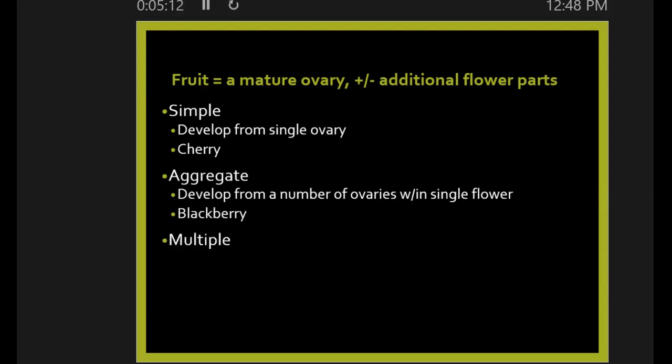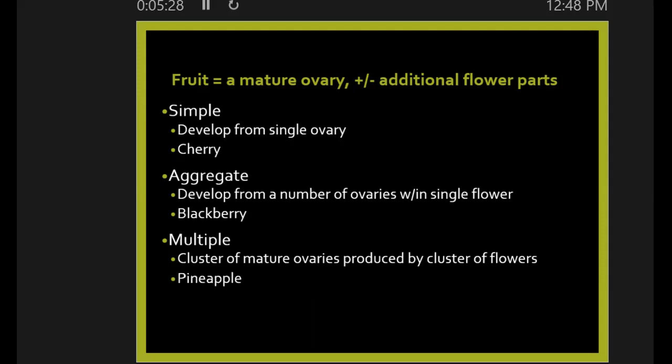And then try to keep these straight. The multiple fruit means multiple flowers, okay? So you get ovaries from multiple flowers that are clustered. And that will give you that type of multiple fruit. So pineapple is a great example. Pineapple flowers are an inflorescence, on a tall vertical growth pattern. So pineapples are multiple fruit, clusters of ovaries from clusters of flowers.